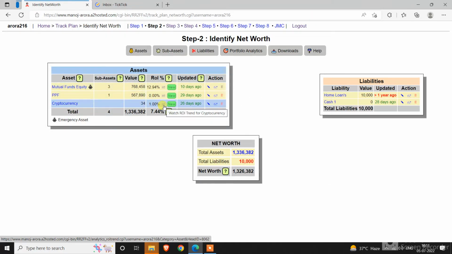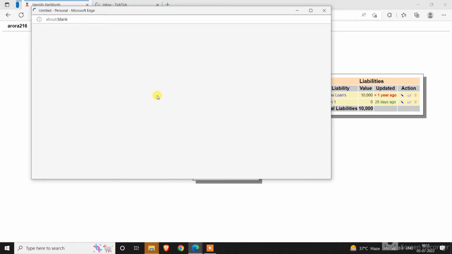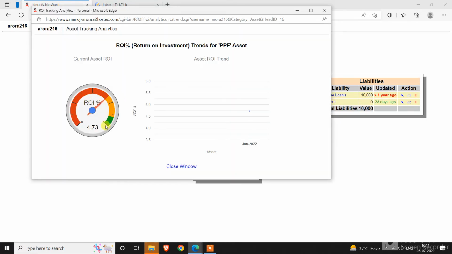Same way, you will have different charts for different types of assets. For example, for the second asset, you would see that the red, amber, and green zones are very, very different because this is a different kind of asset. And of course, you don't have a trend chart here because you only have one data point right now. Again, the system is smart enough to understand how many data points to capture and how to realign the graph according to the number of data points that you have.